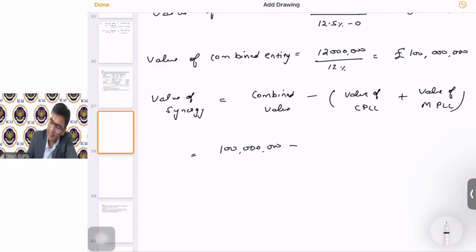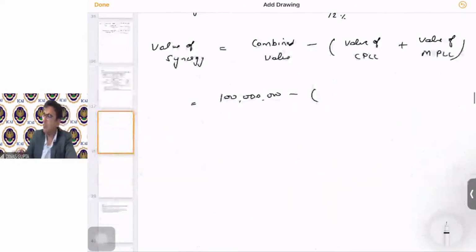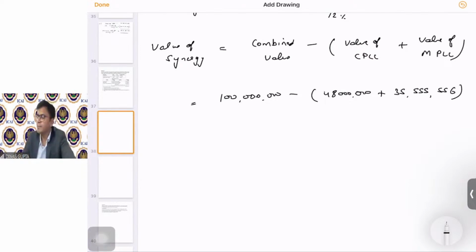100 million minus the individual values, which are 48 million and 35.555556 million, which is equal to 16.444444 million.